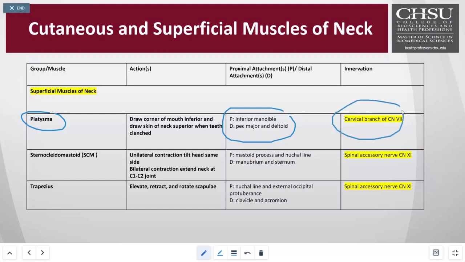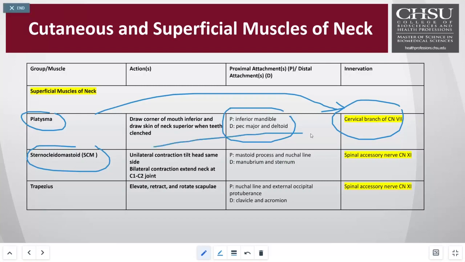But definitely know that it's the cervical branch of the facial. Okay, that's a platysma. So please associate cervical branch of facial with platysma. Sternocleidomastoid, we already said that. Unilateral contraction tilts the head to one side, as well as bilateral movement, so shaking your head. And then the key innervation is going to be your spinal accessory.